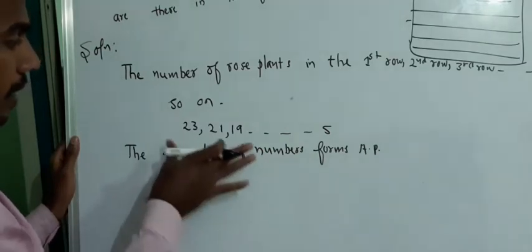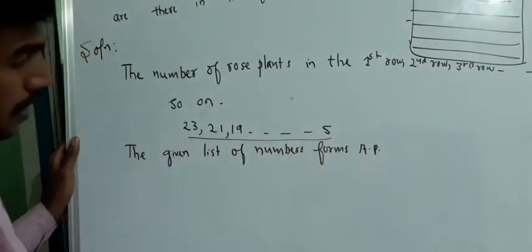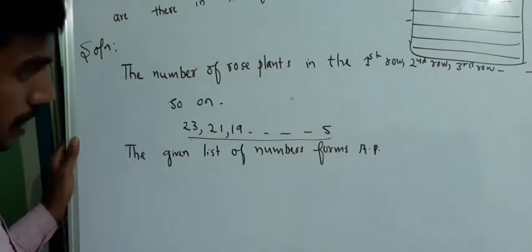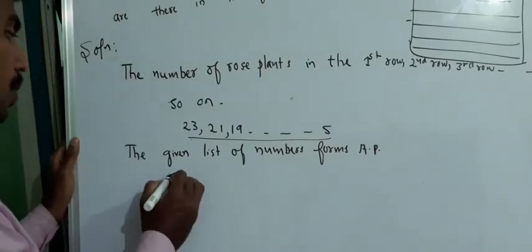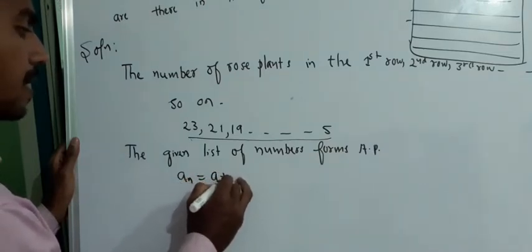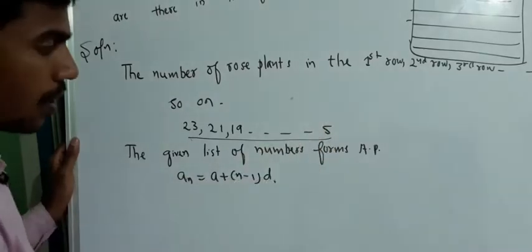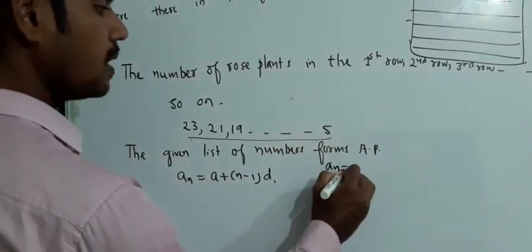If I want to find the number of rows, what do I need to do? I need to find the number of terms. If I want to know the number of terms, what should I know? AN is equal to, this is the formula, A plus N minus 1 into D. The last term is given to us, that is AN is 5.